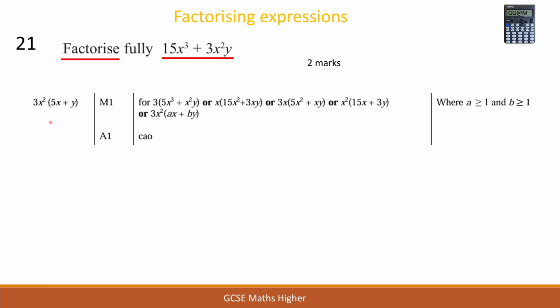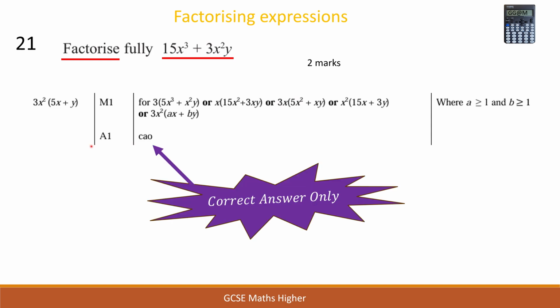Well done. So hopefully you managed to get the answer 3x squared bracket 5x plus y. Again, M1 and A1 are method mark and answer mark. CAO means correct answer only. So make sure you know how to factorise into 1 bracket and also into 2 brackets.